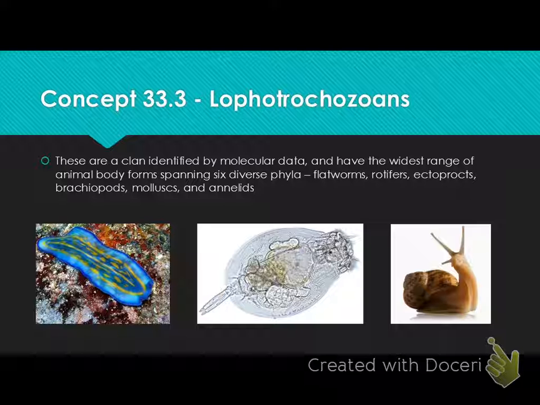These are a clan identified by their molecular data, and they have the widest range of animal body forms, spanning 6 diverse phyla: flatworms, rotifers, ectoprocs, brachiopods, mollusks, and annelids.